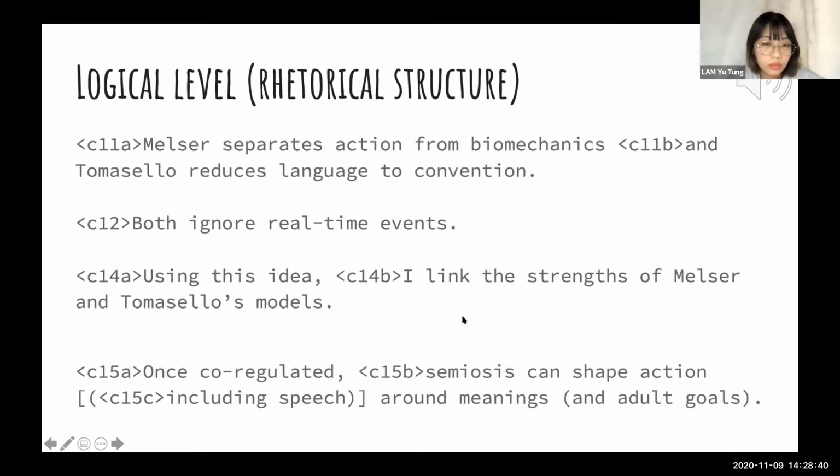Clause 11A and B give more information regarding the gap mentioned in the clause before. Clause 12 justifies clause 11 and precisely indicates what the flaw is. Another clause is clause 14, with 14A being the factor and B the result of A. Clause 15C elaborates 15B to give more information.